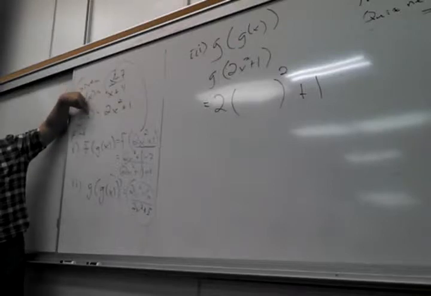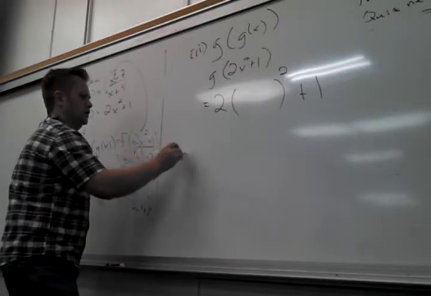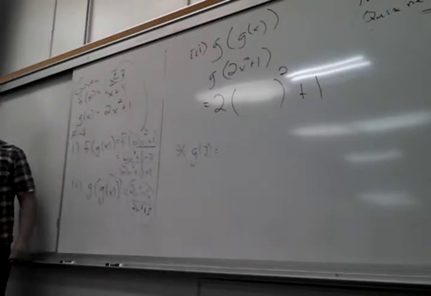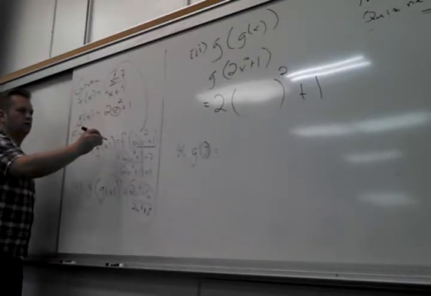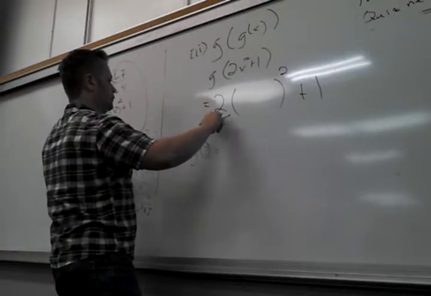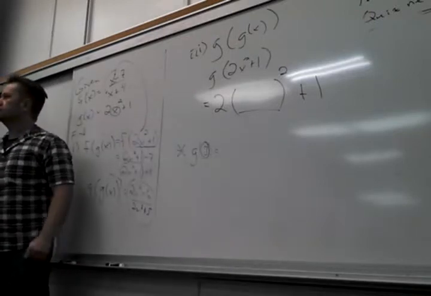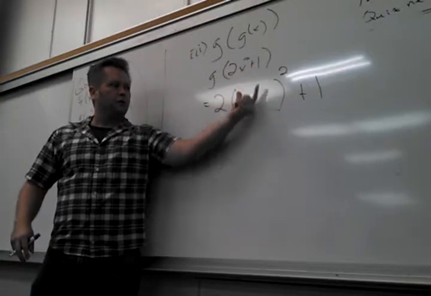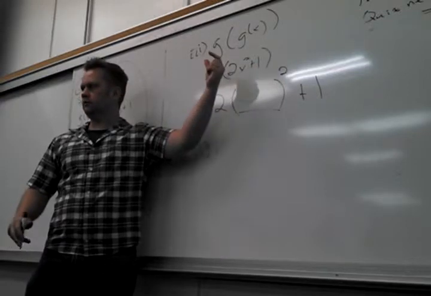A little side note. What's G of 3? 2 times 3 squared, plus 1. Whatever is here, it's going to put it right there. So what does it always do? It does twice whatever squared plus 1. That's what it always does. Always. So where are you going to put this? Right there. What am I putting into G? I'm putting this thing into G.